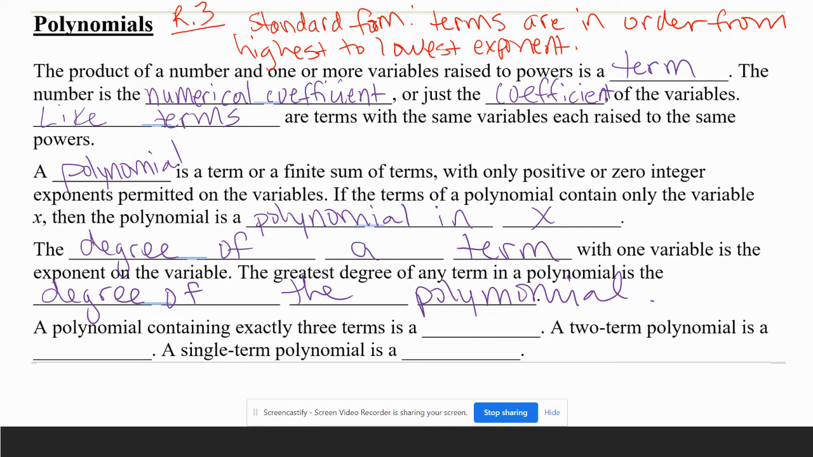A polynomial containing exactly 3 terms is a trinomial, tri meaning 3. A 2-term polynomial is a binomial, bi meaning 2. And a single-term polynomial is a monomial, mono meaning 1. So that's a little bit of our vocabulary. The ones that we're used to talking about most often are going to be coefficient, polynomial, degree, and then monomial, binomial, and trinomial.